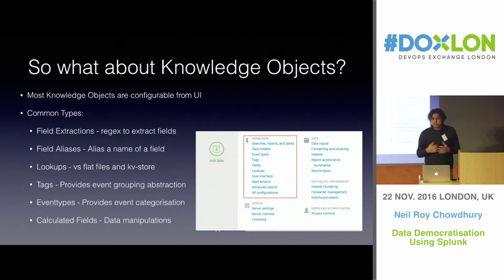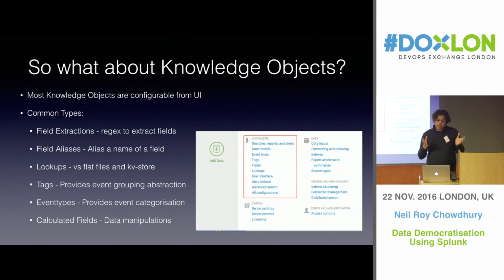So what about knowledge objects? Why do I keep harping on about this? The most important thing is that once you've got something in, especially with Splunk where you have to pay for a license, you need to get as much value as you can out of it.